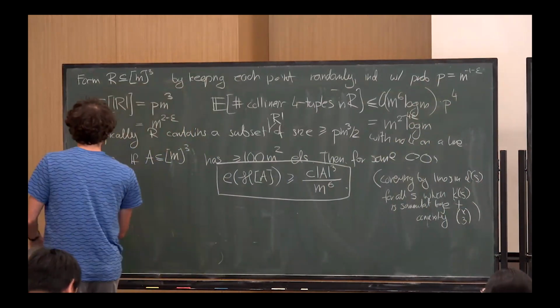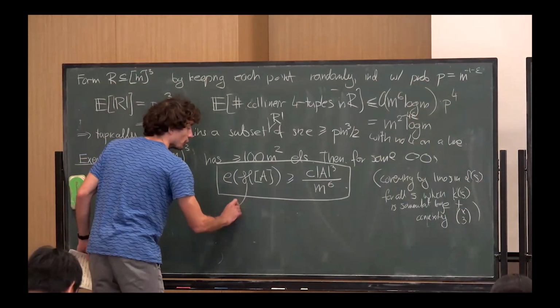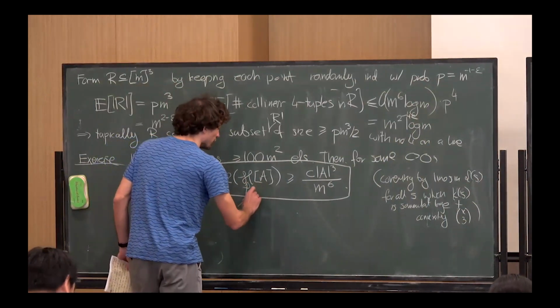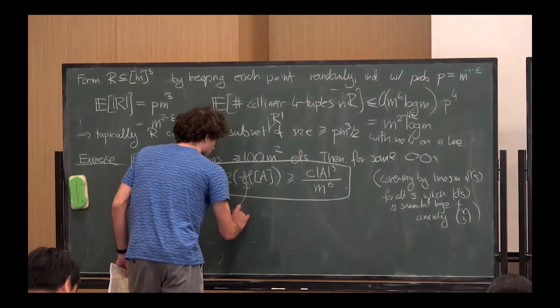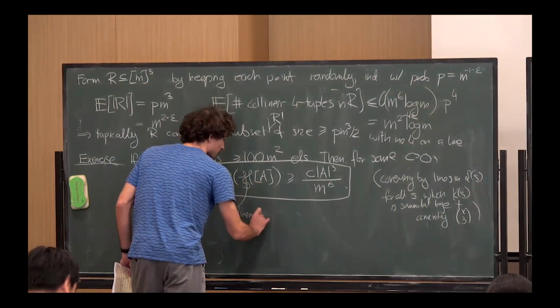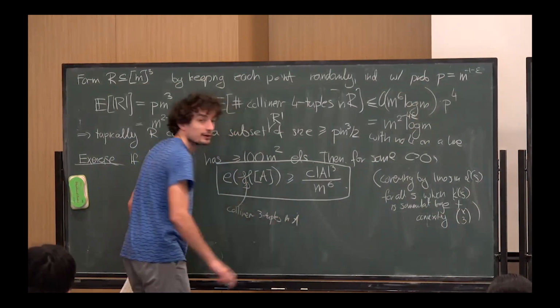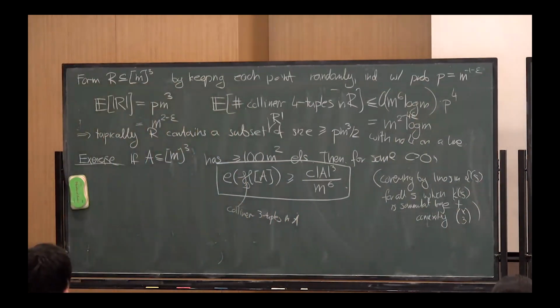Ah, what is H? So H are all the collinear three tuples, and this is collinear three tuples only involving the points in A.